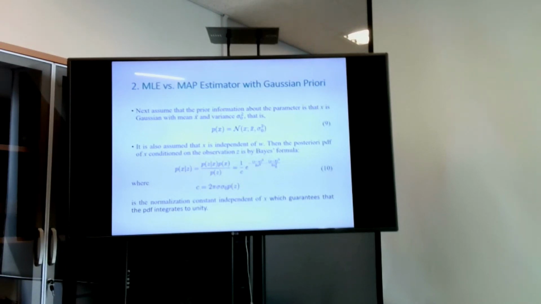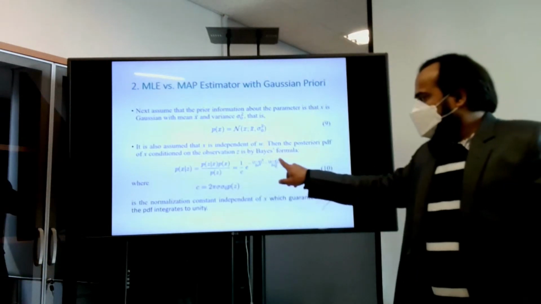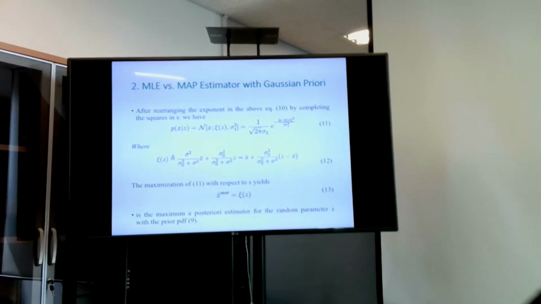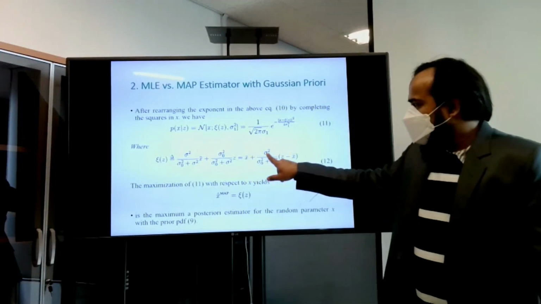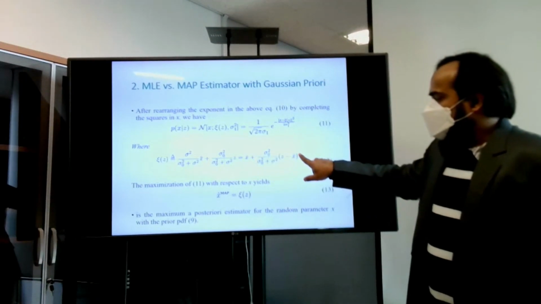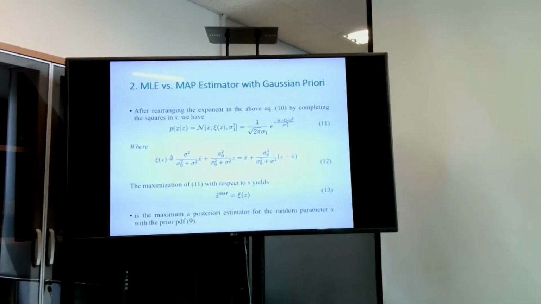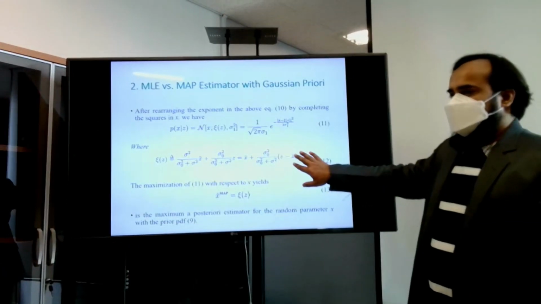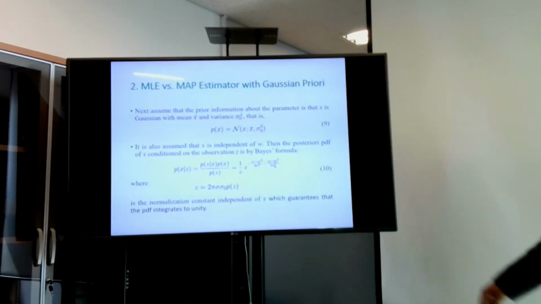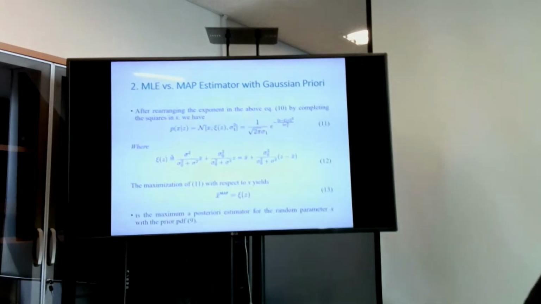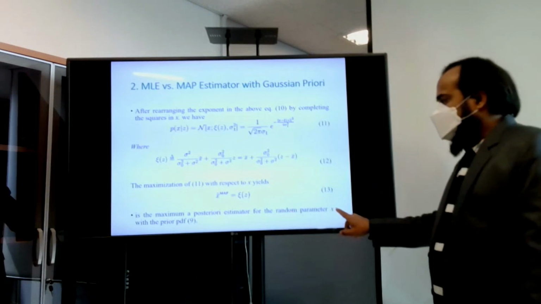And then you just solve this equation, then this will come. This is the maximum estimator. So this thing equals this thing, and this thing is the maximum a posteriori estimator. So now in this case you don't have to differentiate. You already solved this equation, and now this value is the maximum a posteriori estimator for the random parameter x.